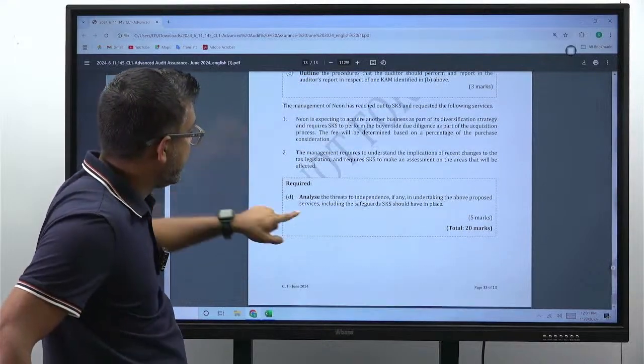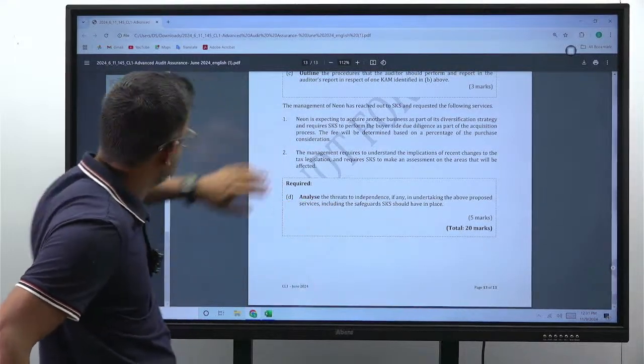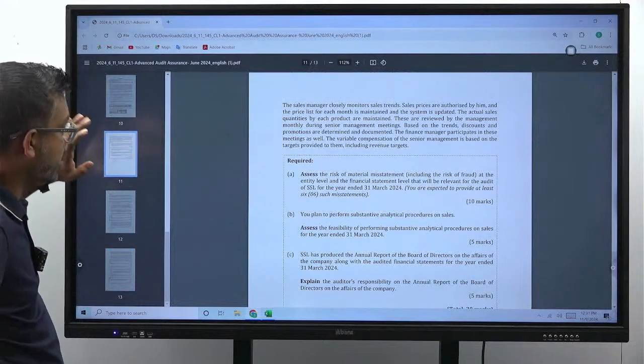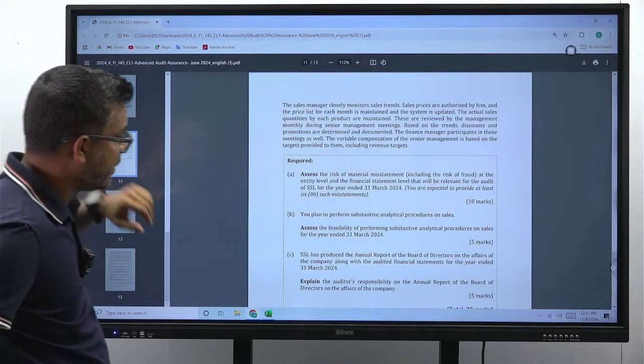Second part, D, analyze threat. That's not important. Important, but yeah, we'll take another question.